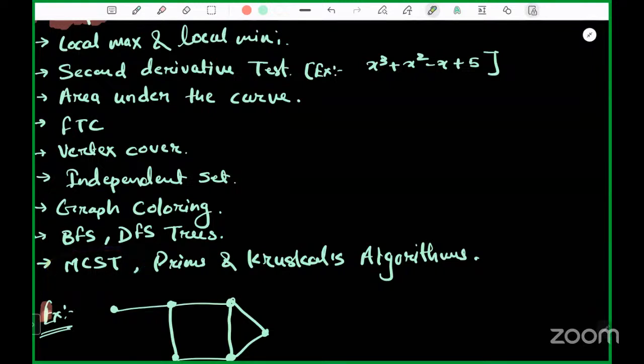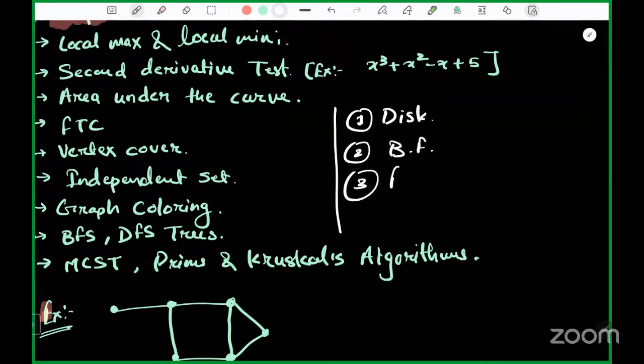In graph theory, we generally have these algorithms. One is Dijkstra's algorithm, and second is the Bellman-Ford algorithm. Then we have the Floyd-Warshall algorithm, and then we have Prim's algorithm and Kruskal's algorithm. So we have mainly five algorithms.